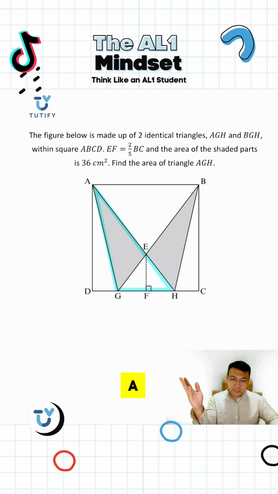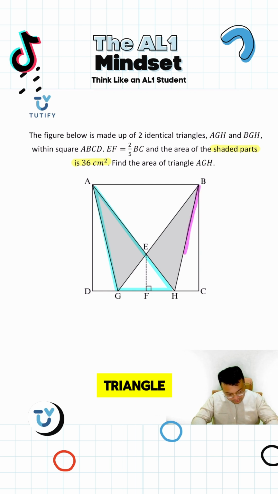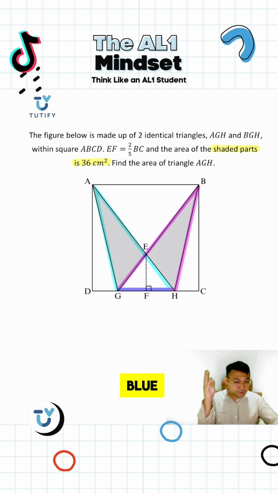How do we find the area of AGH, the blue highlighted triangle? They told us that the area of the shaded parts is 36. Now, if you observe the other triangle here, the pink triangle has the exact same base and height as the blue triangle, which means to say they both have the same area. Guess what else? They also have the same overlapping region in the middle here.